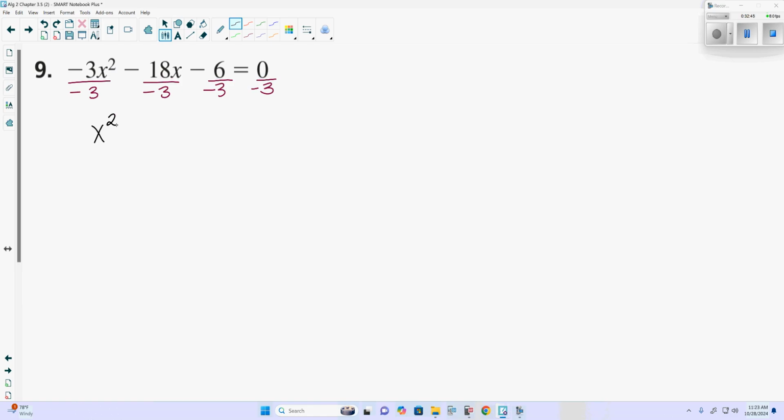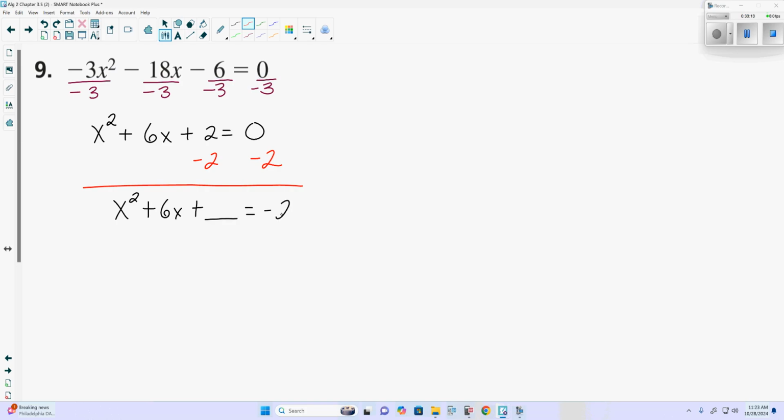Our negative 3x squared divided by negative 3 is going to be x squared. Negative 18x divided by negative 3: the negative and negative make a positive, 18 divided by 3 is 6. Negative 6 divided by negative 3 is going to be positive 2. So we need our variables on one side and our constant terms on the other, and exactly, we'll subtract 2 from both sides. Get the constant terms on one side, variables on the other, and leave 2 spaces.